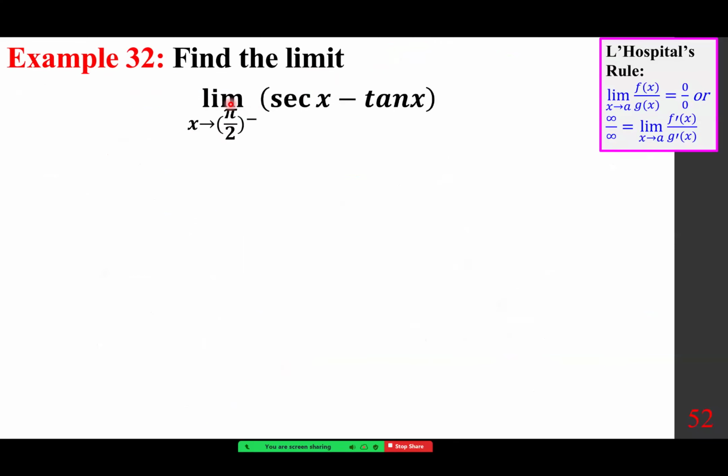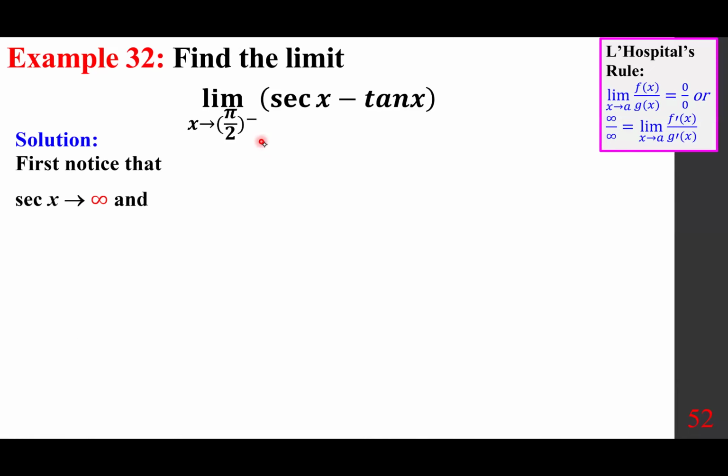Find the limit of secant x minus tan x as x approaches pi over 2 from the left. First, notice that secant x goes to infinity and tan x goes to infinity. We are saying pi over 2 from the left. One easy way to understand that, think about pi over 2 as 90 degrees, from the left like 89 degrees, 89.99 degrees, as x approaches pi over 2 from the left.